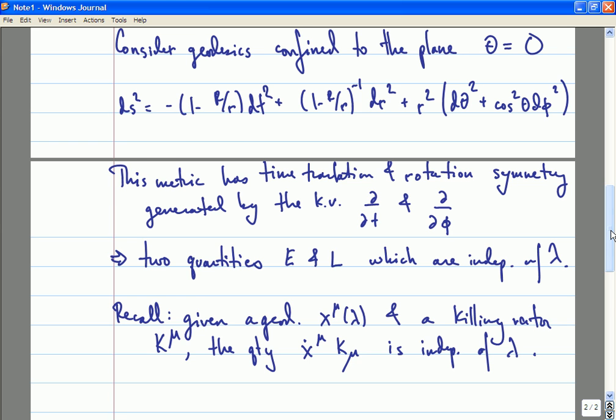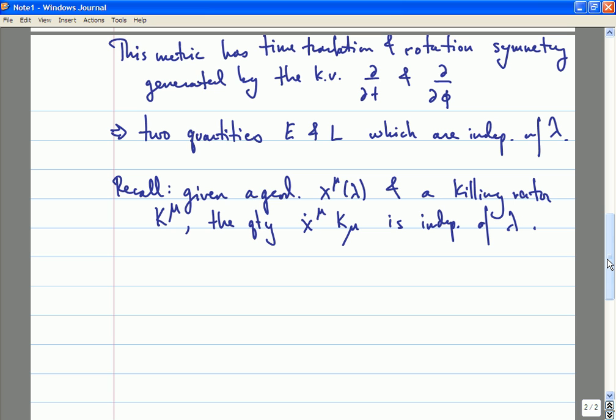Okay, that sounds good. So there's a quantity which is the contraction of the tangent vector of the geodesic with the Killing vector, and that quantity will be independent of lambda. So it's an integral of motion. This is proven by combining the geodesic equation with the equation for the Killing vector. So here we have a geodesic equation and we have a Killing vector. Let's construct the conserved quantities.